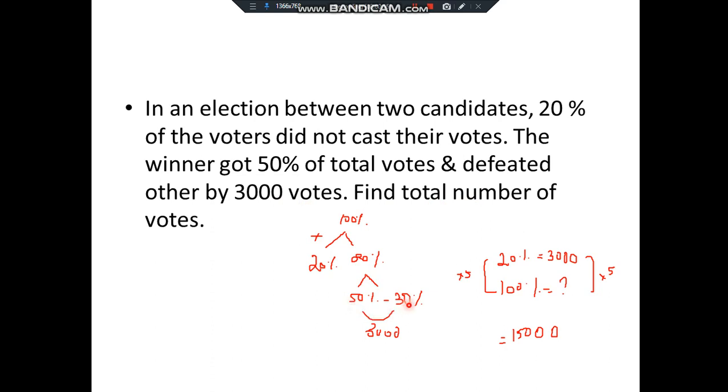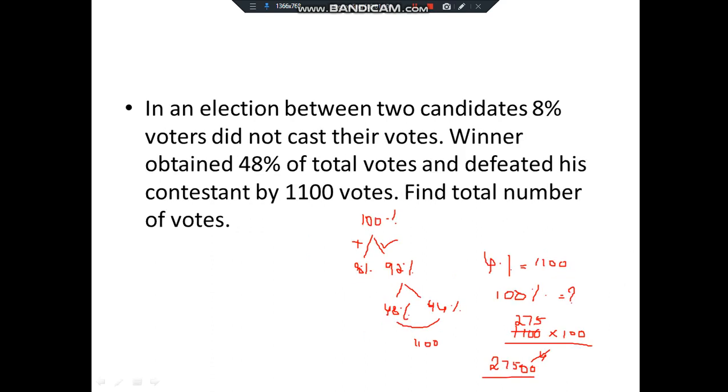That is, the difference between 50 and 30, which is 50 minus 30, that is 20%, is equal to 3000 votes. We have to find the total number, so 100% is equal to question mark. We can build the relation. See, 20 into 5 is equal to 100. So 3000 into 5 is equal to 15,000. Hope you understood.